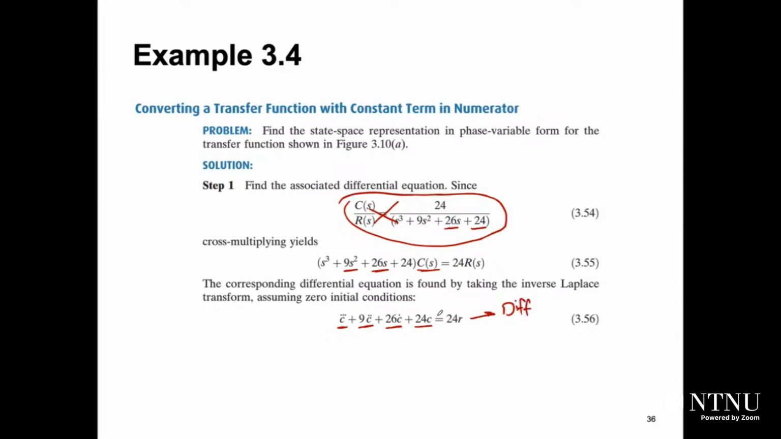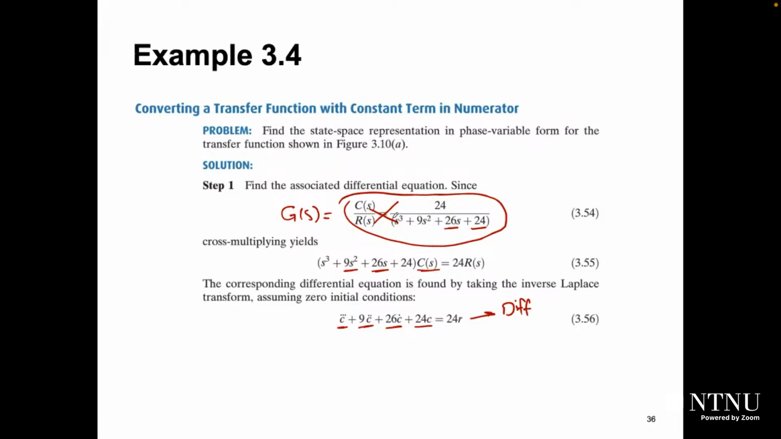If you want to go back from this differential equation to the transfer function, you just need to apply the Laplace transform one more time. We assume zero initial conditions, and therefore we get this transfer function, which is C(s) divided by R(s).